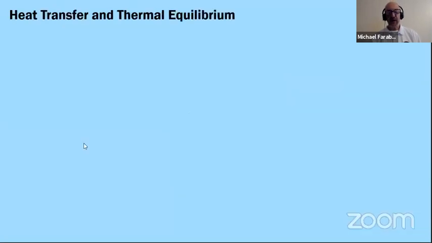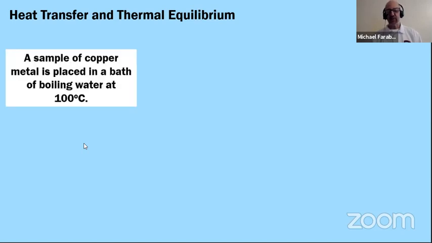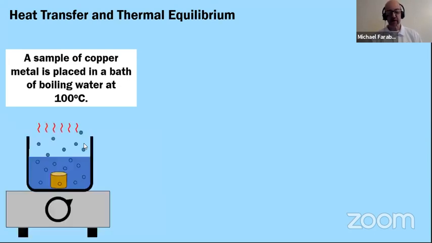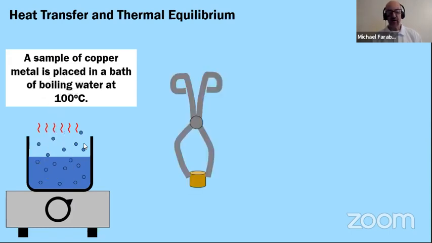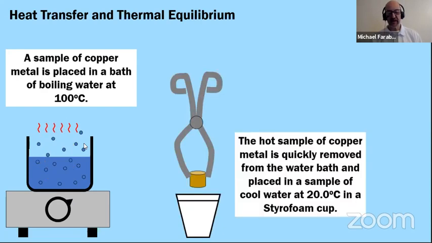All right, just a brief comment about heat transfer and thermal equilibrium. Suppose we have a sample of copper metal and we place it in a bath of boiling water at 100 degrees Celsius. So now we have this hot piece of copper metal. We take it out of the boiling water bath and we quickly transfer it to a styrofoam cup that contains a sample of cool water at 20 degrees Celsius.